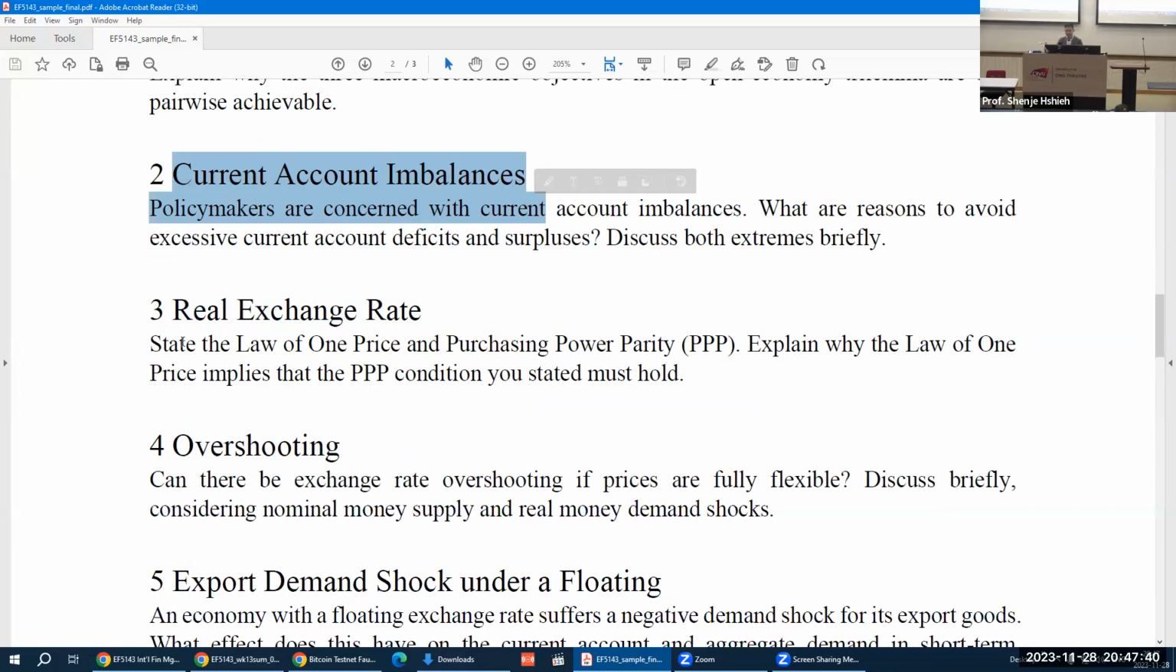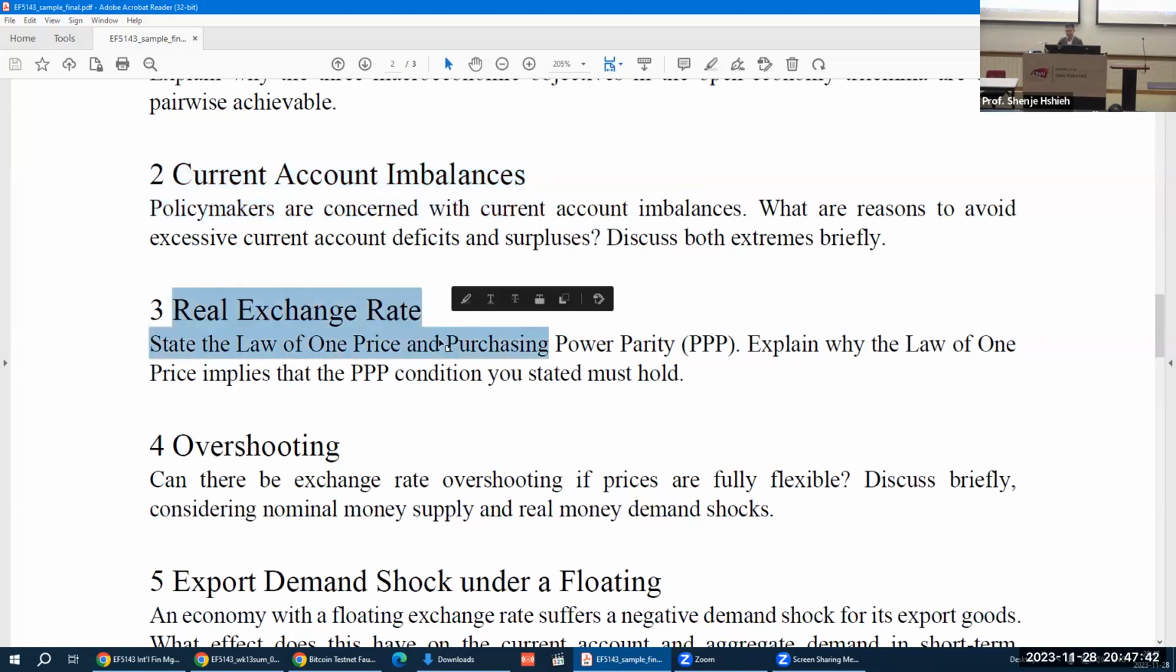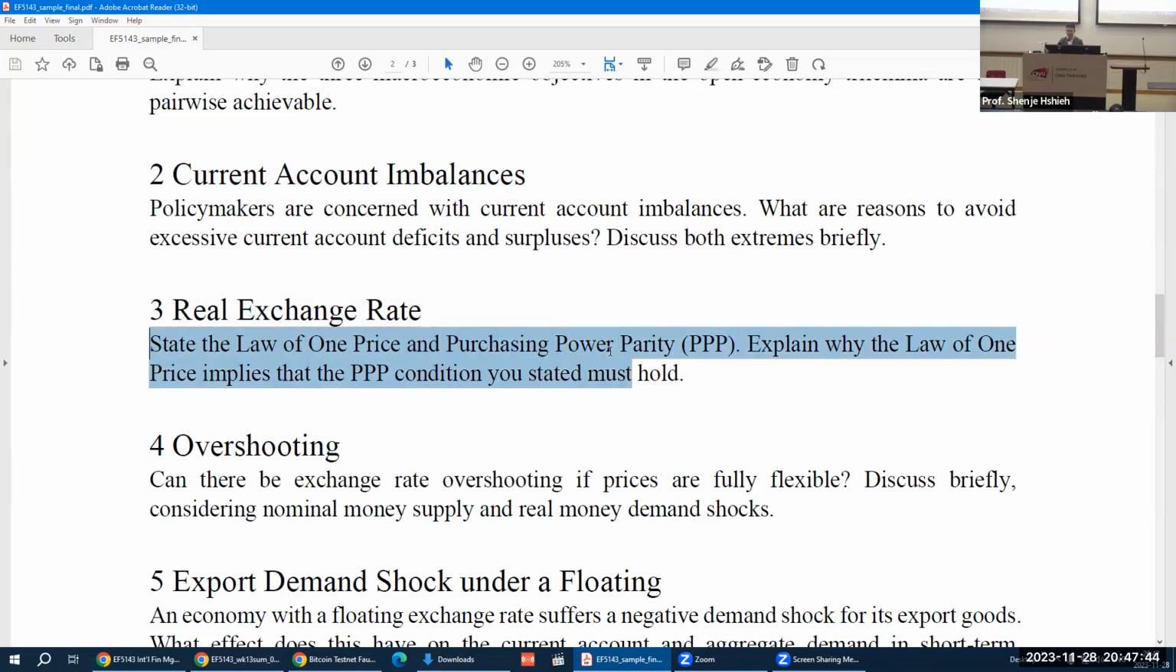All right, real exchange rate. State the law of one price and purchasing power parity. Explain the law of one price. Why the law of one price implies the PPP condition you stated must hold. All right, so we know that the real exchange rate, the Q function, right? Q equals EP star over P, but we know that that representation has some sort of implications about the exchange rate being able to convert prices between countries.